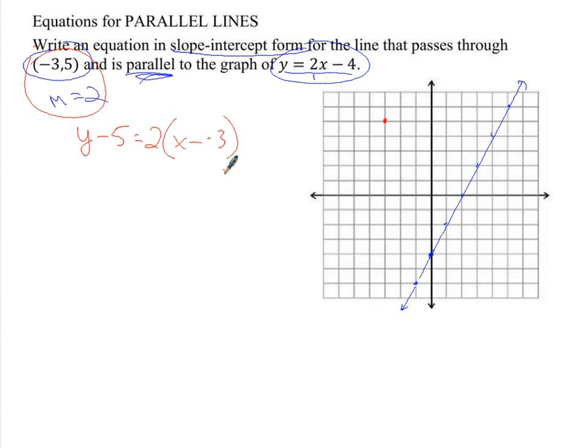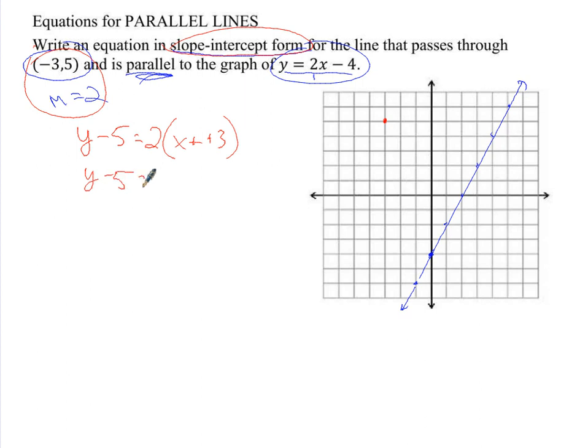Put the equation down in point-slope form. Y minus 5 equals 2 times x minus negative 3. That's point-slope form. Now I want to put it in slope-intercept form because they told me I got to give the answer in slope-intercept form. And then I'll graph it and see how I did. So in slope-intercept form, I need to distribute first. I'll take care of this sign issue that I have and then distribute.